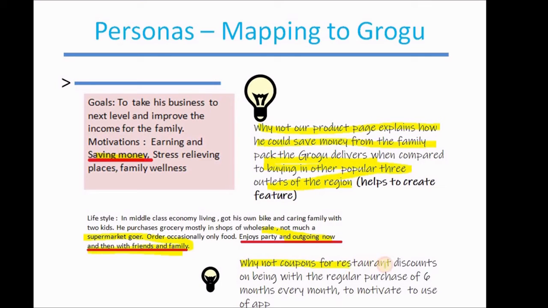Why don't we provide coupons for restaurant discounts with the regular purchase every month for 6 months? So this is a kind of business strategy that we could bring in using these personas. Naturally, he is going to buy regularly and get a discount coupon, and this also maps with his goal and with his lifestyle. So in this way we can definitely attract the user Yuvraj, is it not?